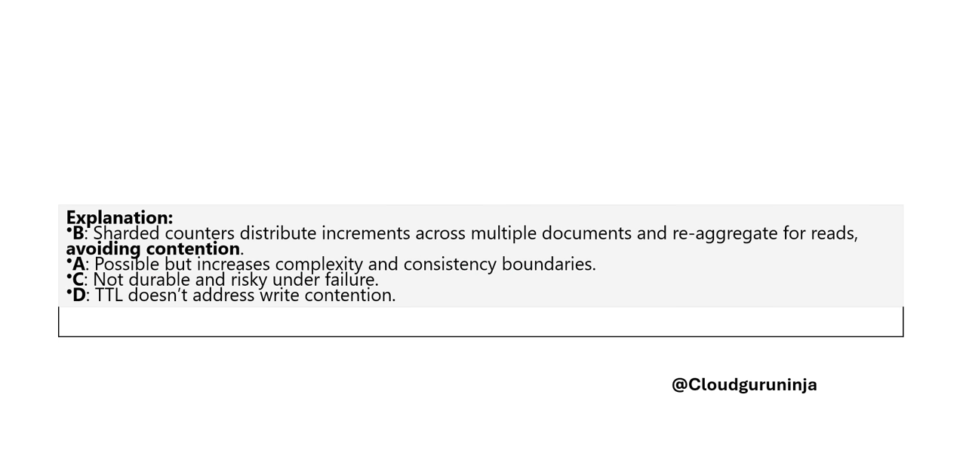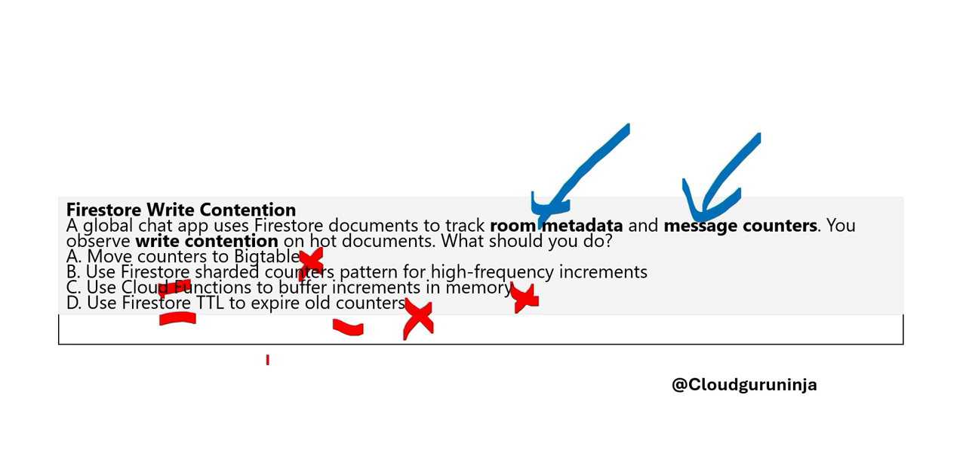Let us look at the answer in this case. The answer is option B. Why? Because option B is saying sharded counter. So whenever you have such kind of requirements, you should use sharding, because it will distribute increments across multiple documents and re-aggregate for reads, which avoids contention. Sharding is the best way.